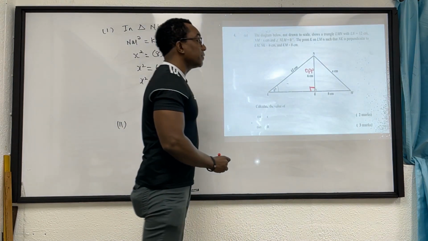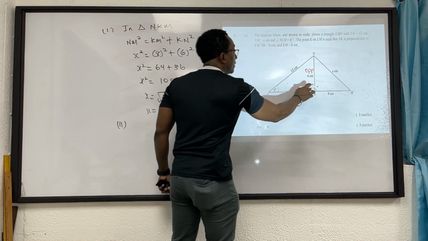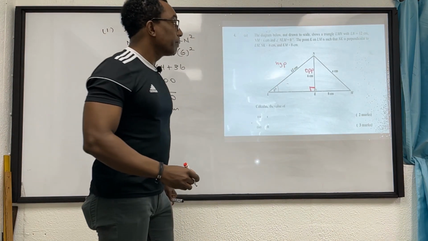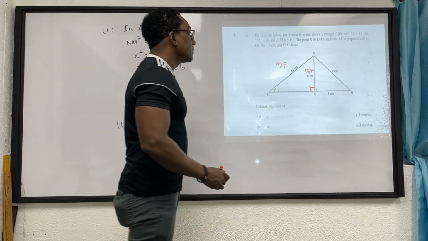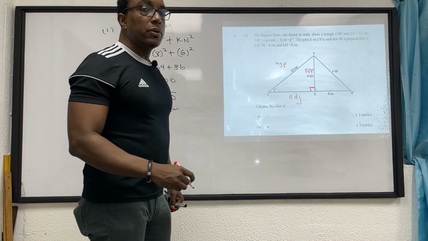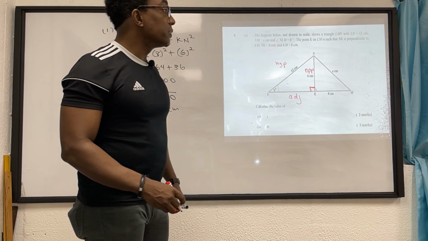So we know that the side opposite to that right angle will be the hypotenuse. So I'll use HYP, and the remaining side of that right angle triangle will be the adjacent side. So how do we know which one of the three trig ratios we're going to use?